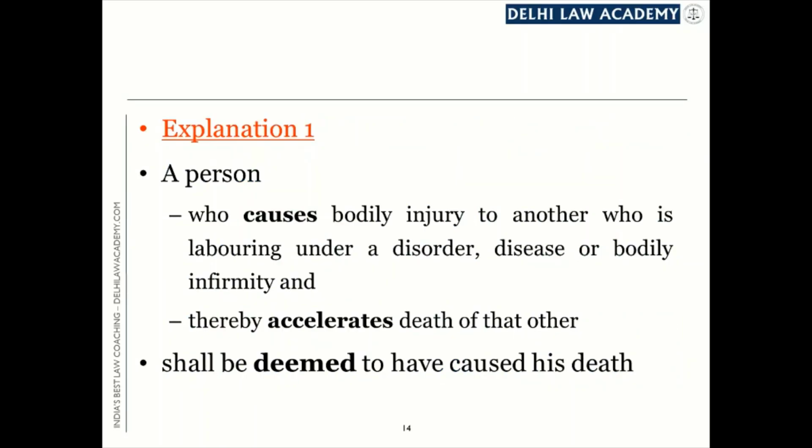We shall now take up two provisions of section 299 which further explain the meaning and scope of the offense of culpable homicide. First, a person who causes bodily injury to another who is laboring under a disorder, disease or bodily infirmity and thereby accelerates death of that other shall be deemed to have caused his death. Here, the person whose death is actually caused was already suffering from, let us say, a serious disease, even a terminal disease. If a person accelerates death of such a person, he shall also be deemed to have caused the offense of culpable homicide.